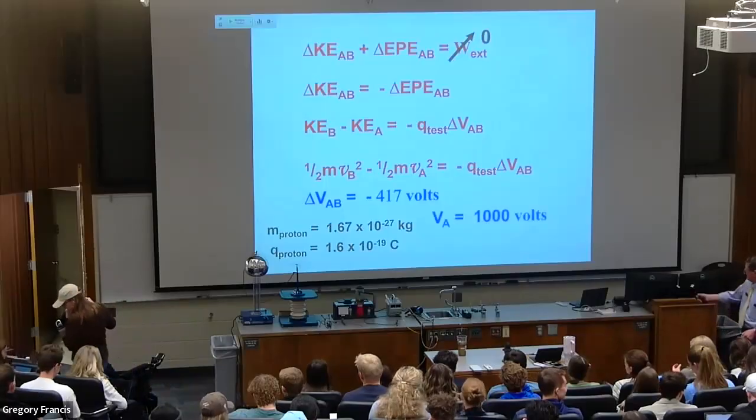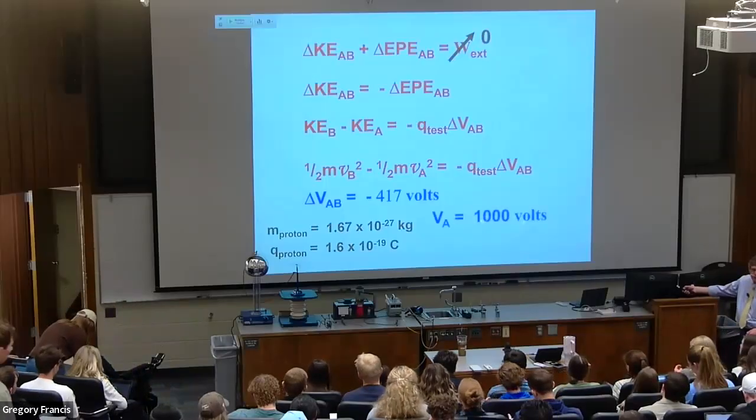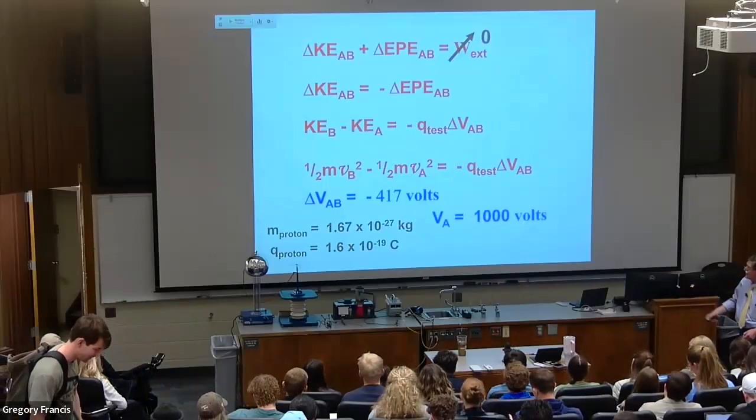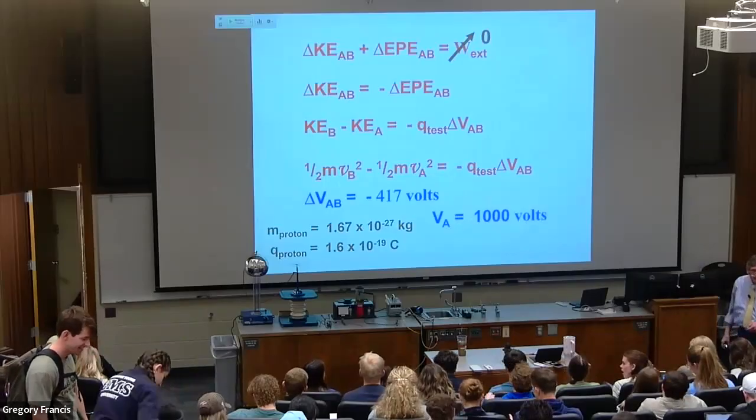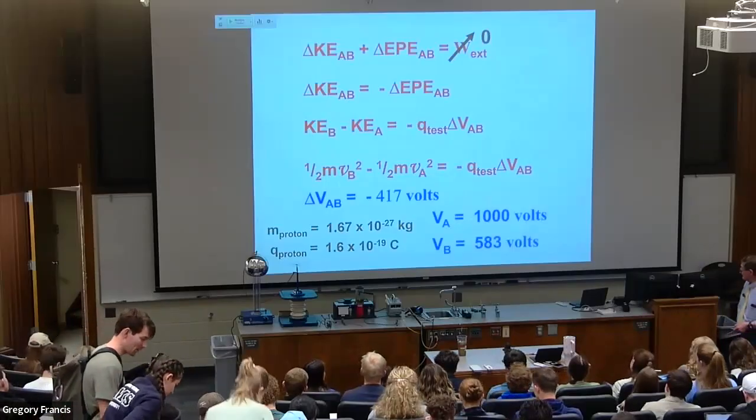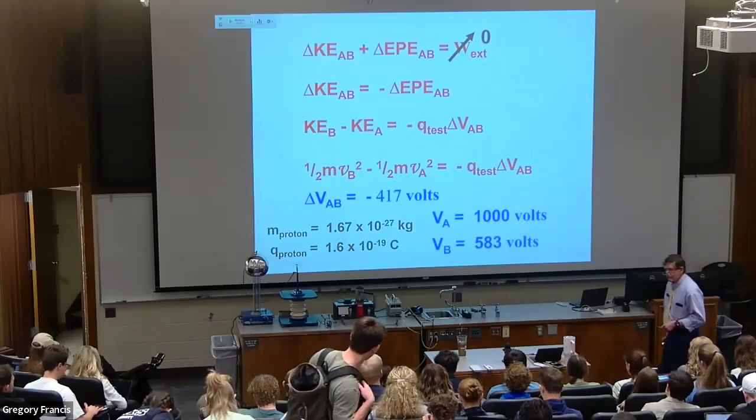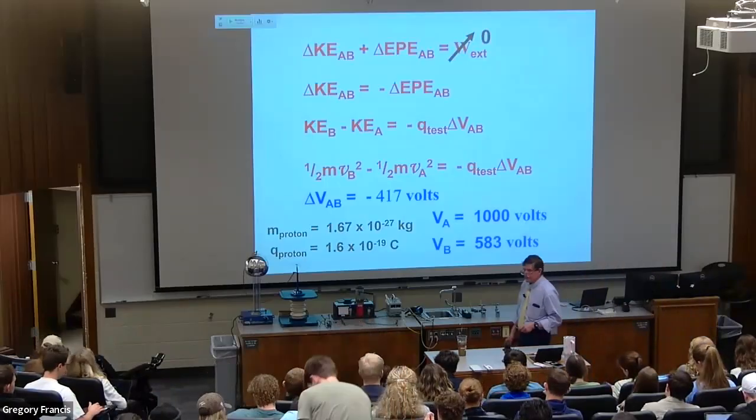Now, if my initial voltage was 1,000 and my change is negative 417, now we're just balancing the checkbook. Okay. That means the final voltage has to be 583 volts.